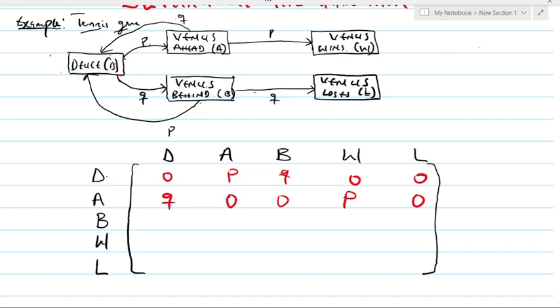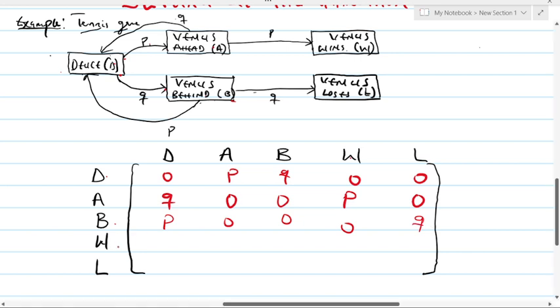Next shall be from B to D, we have P. From B to A, we have 0. From B to B, we have 0. From B to W, we have 0. From B to L, that is Q.